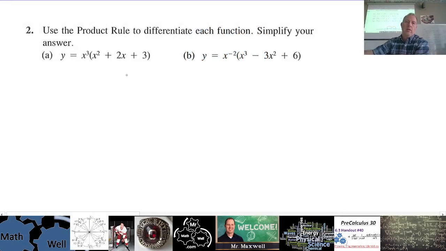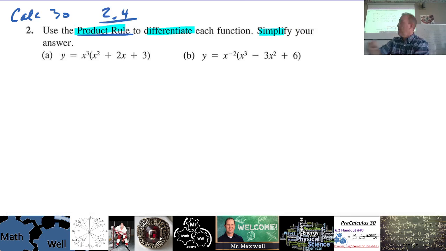Okay, so here's Calc 30, 2A. This is 2.4, so we're talking about the product rule here. And this one says differentiate and simplify.